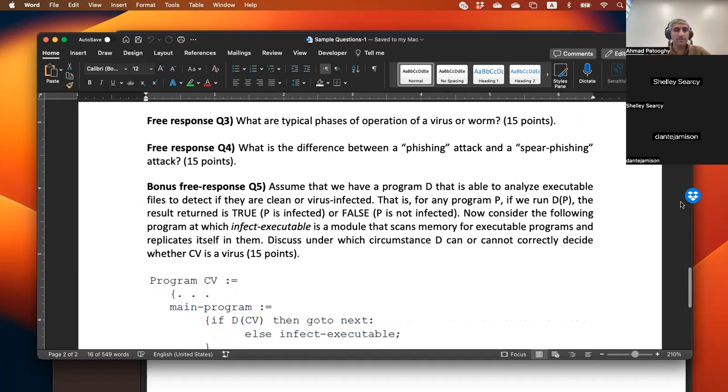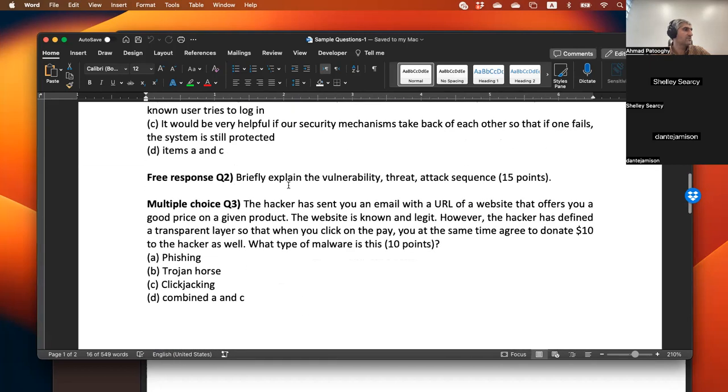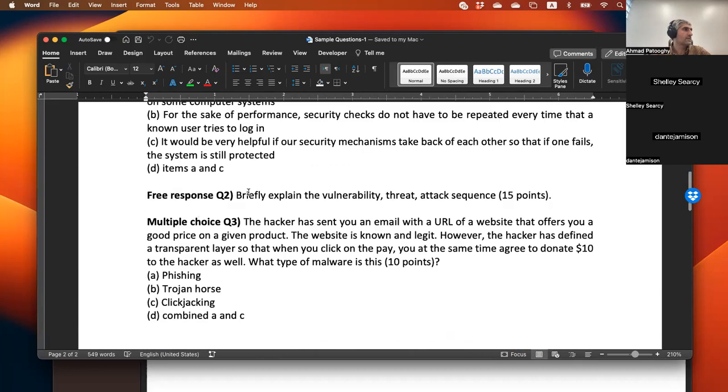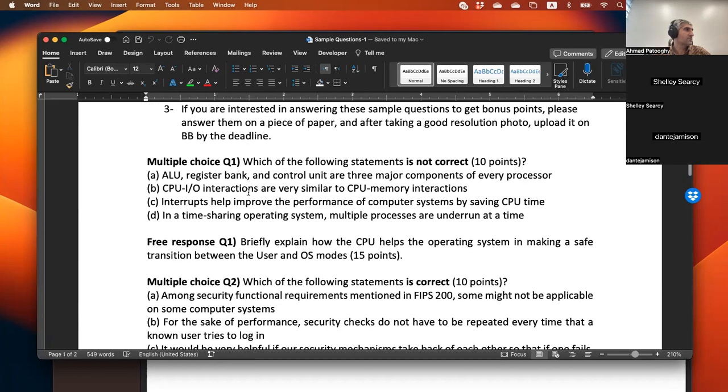Okay, we are done with multiple choices. Let's get back to if there is any question. Is there any question about multiple choice 4? Not for me. Okay, great. So let's get back to free response questions.